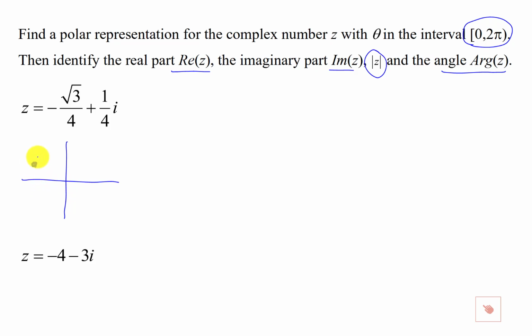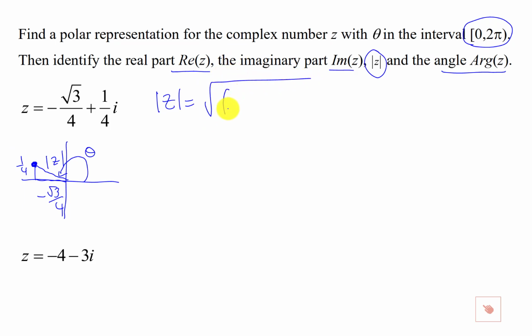so somewhere about there. And so from the origin out to there, that is the modulus of z, and this angle right here is our theta. So let's go ahead and figure out what that would need to be. Our modulus of z, you can think of it as a triangle here. This is negative square root 3/4, and this is 1/4, so we can find the length of z there. It's going to be the Pythagorean theorem.